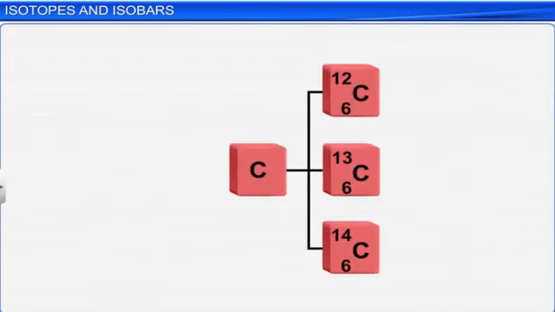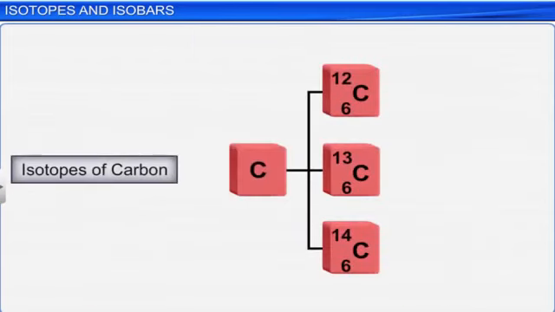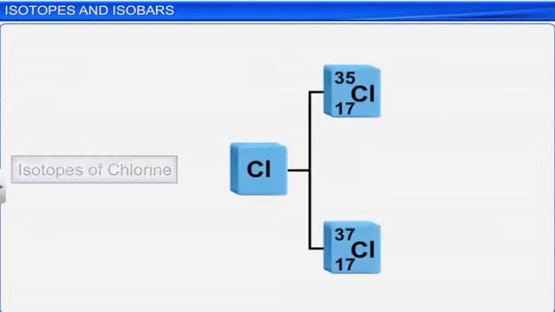Carbon has three isotopes with mass numbers 12, 13, and 14 respectively. Similarly, chlorine, atomic number 17, has two isotopes with mass numbers 35 and 37.